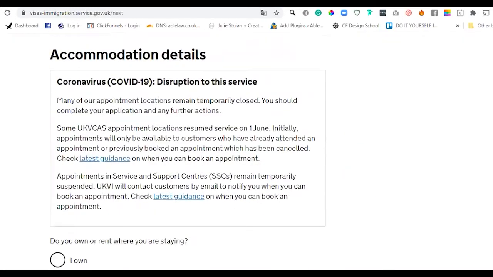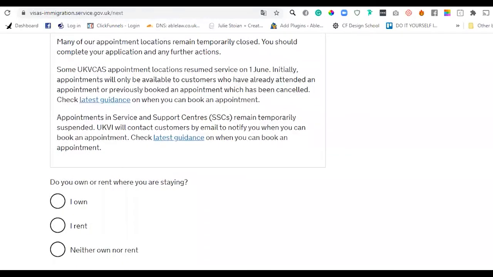And then accommodation details. Here is where the important details will need to be included, because they're now starting to ask about your accommodation. So you have to put the address in. It's asking, do you own or rent where you are staying?